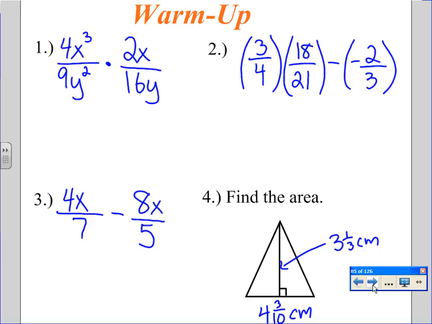So number one, first thing that you need to make sure that you do is cross-simplify if you're able to. The 4 and the 16 here, 4 goes into both of them. 4 divided by 4 is 1. 16 divided by 4 is 4. Is there anything else on here that we can cross-simplify? You guys just give me a head nod this way or this way. Is there anything else that we can cross-simplify? Drew, what else do you think? Okay, good. No, there's nothing else we can cross-simplify.